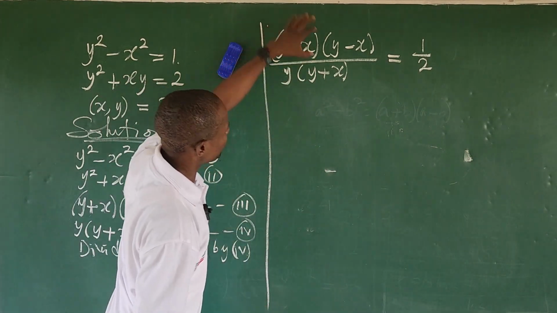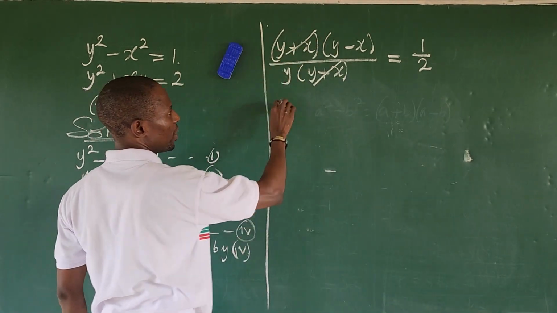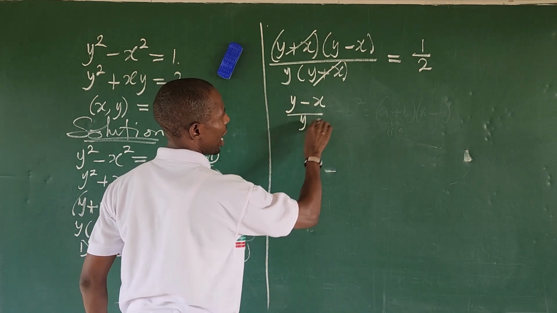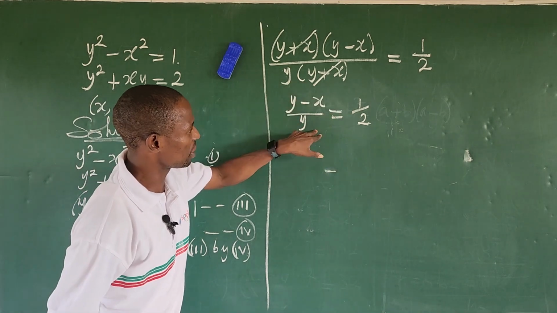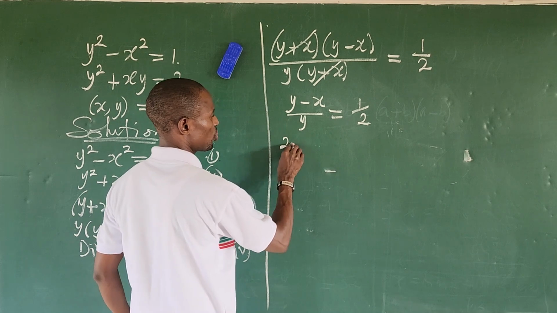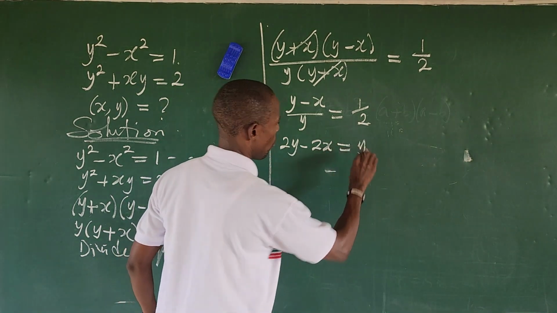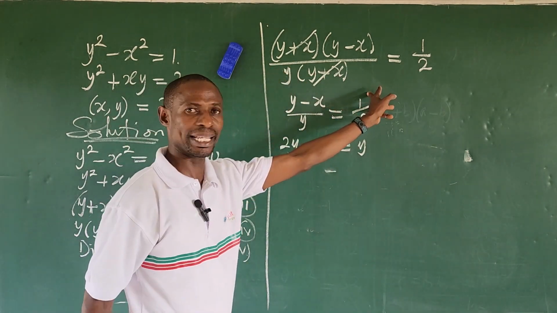What we have here, we also have it down here. So we are now left with y minus x all over y equal to 1 over 2. So what we do here, let us cross multiply. If we cross multiply, we're going to have 2y minus 2x equal to y. We use this 2 to multiply everything here, and we use this y to multiply this.